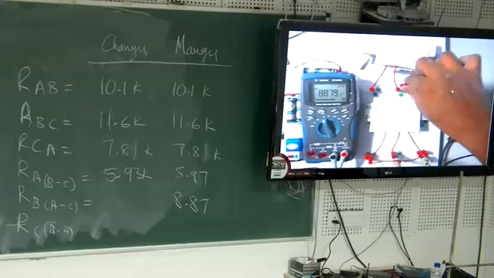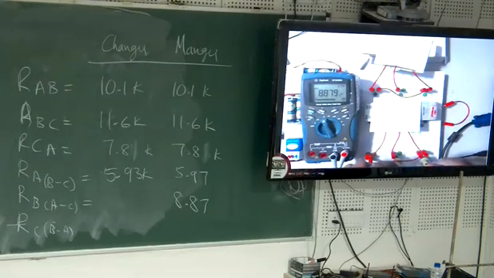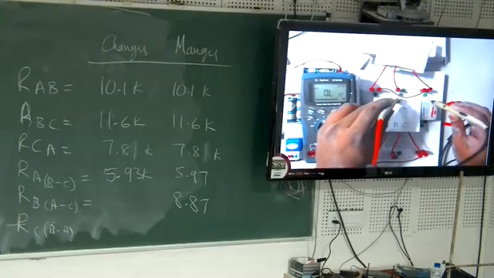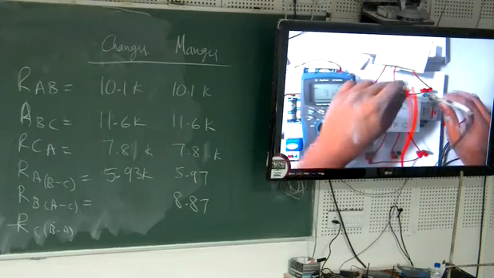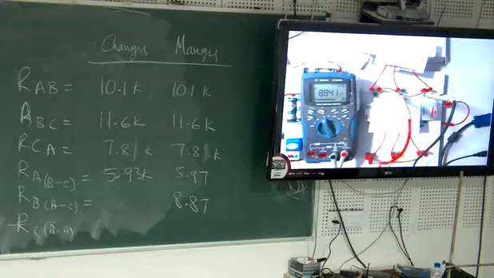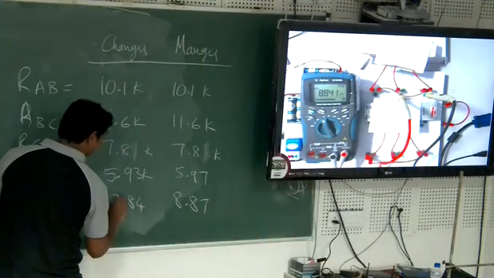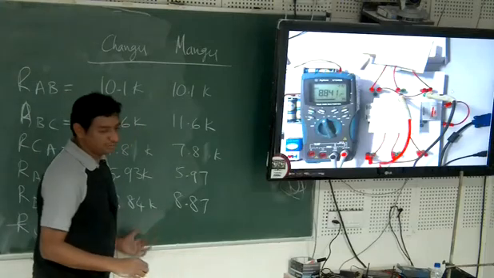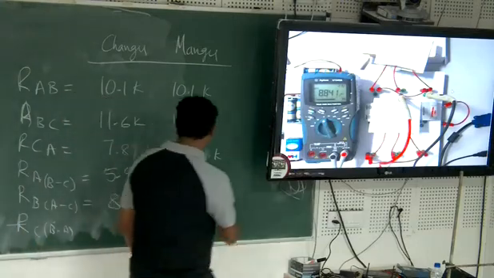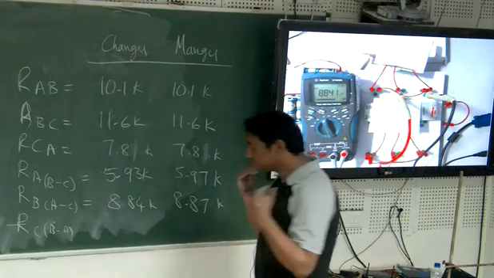So here also I'm short circuiting AC. Now measure the same here. So 8.84. You can see that, again it's exactly the same. Almost the same, so I'll keep it 8.87 only. So we still can't tell the difference.